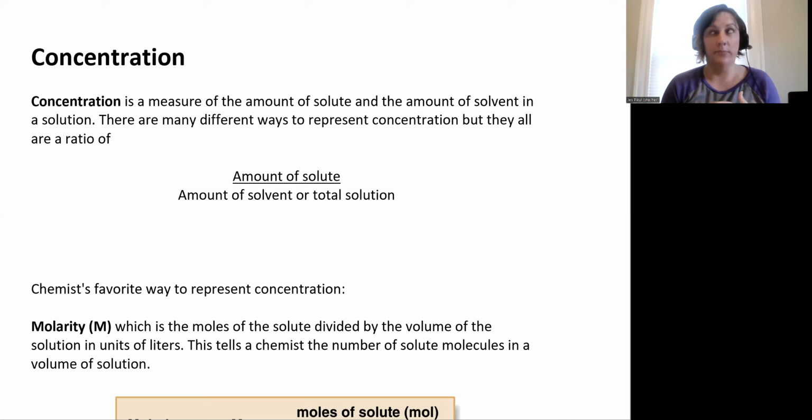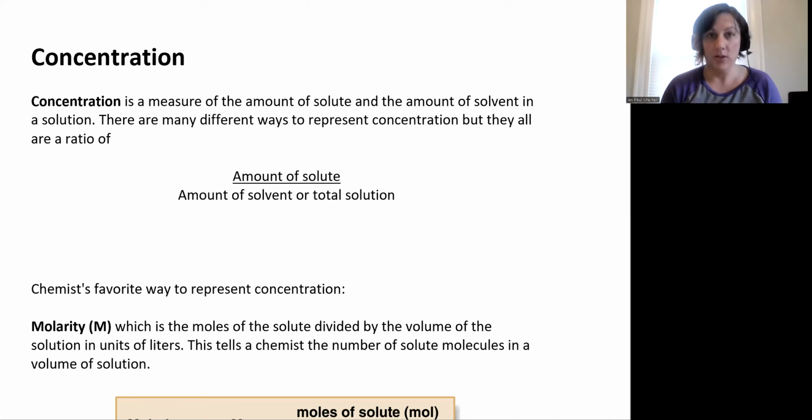Solutions can have a variety of quantities of solute dissolved in a solvent, just really anything that's possible, except past our saturation point. And so we need a way to track this and communicate it. And we use this idea of concentration in chemistry to do that.